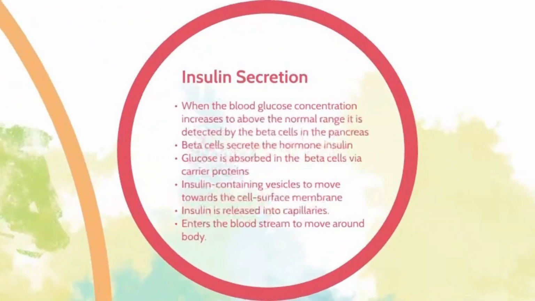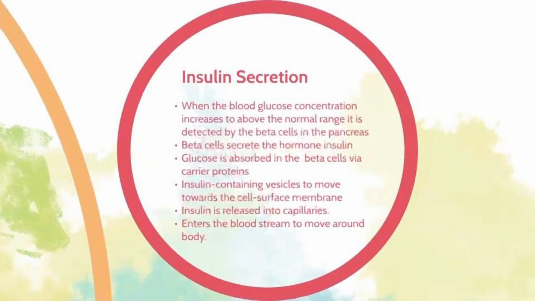So the beta cells within the islets of Langerhans within the pancreas detect blood glucose levels, and when they increase too much, then the beta cells within the pancreas will start releasing insulin. So the important thing to remember here is when the blood glucose goes too high, insulin is released, which helps bring down the levels back into the normal range. So insulin is released when glucose levels are high, and conversely, glucagon is released when the glucose levels are low.